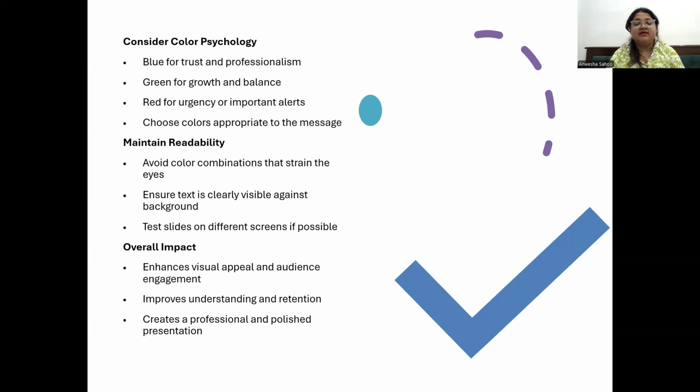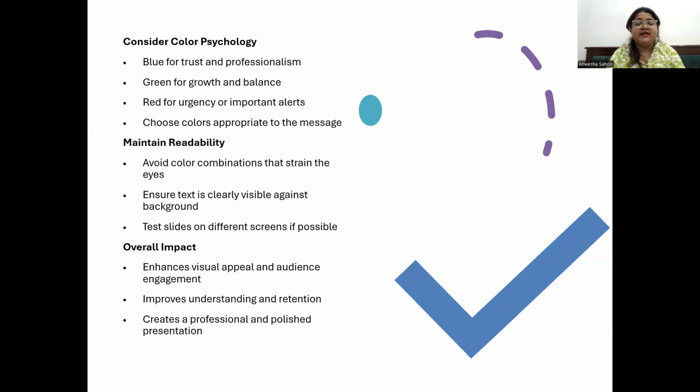Try to understand the meaning of the color you are using to send your message or to present in your PPT slide. Maintain readability. Avoid color combinations that strain the eye. Ensure text is clearly visible against the background. Test slides on different screens if possible.